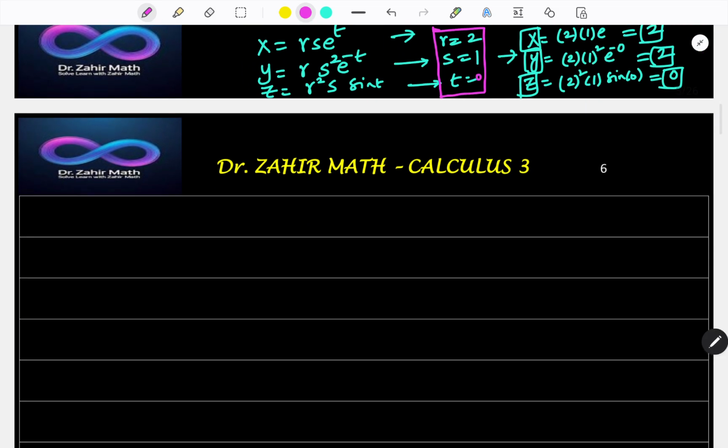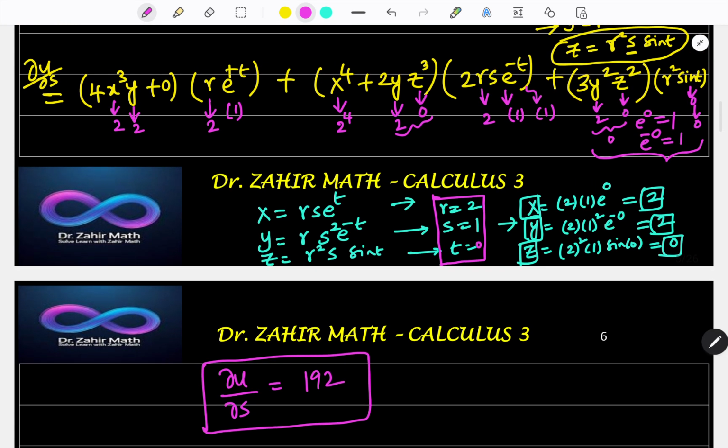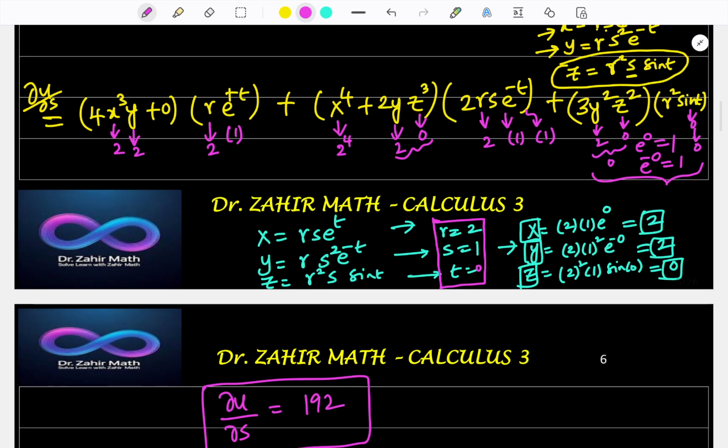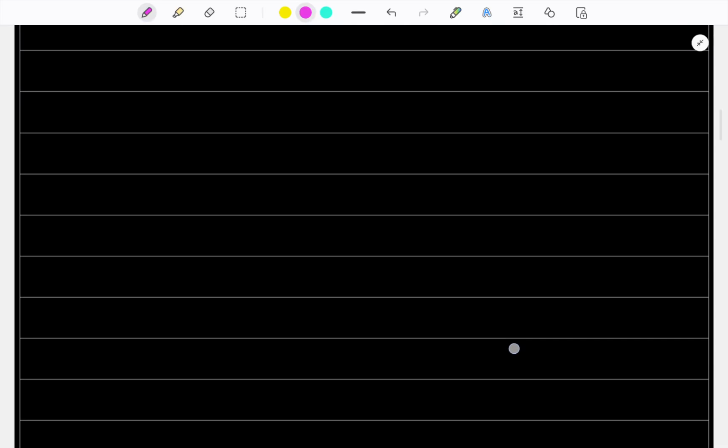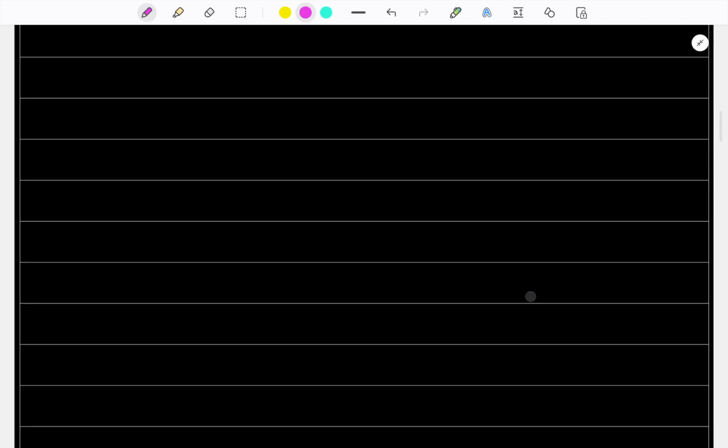So finally I got the answer in the calculator. ∂u/∂s is equal to 192. Okay, right. You also check it in the calculator. You should get the same answer. So this finishes your partial derivative exercise.